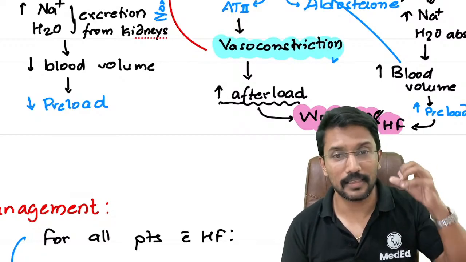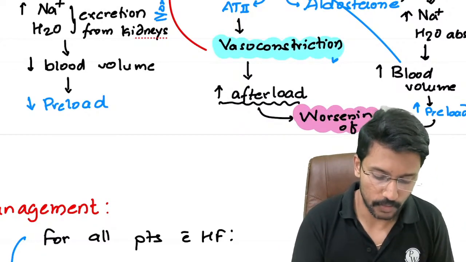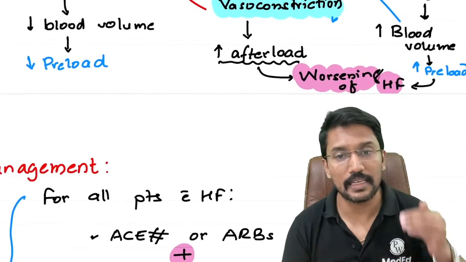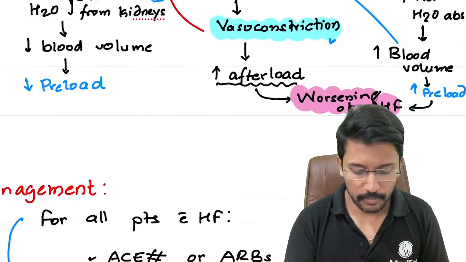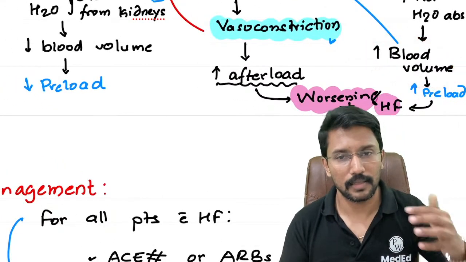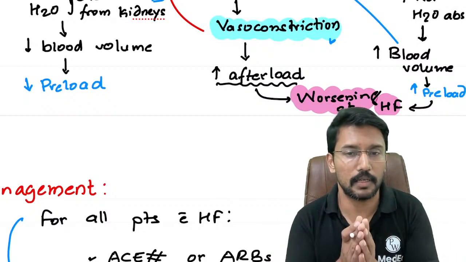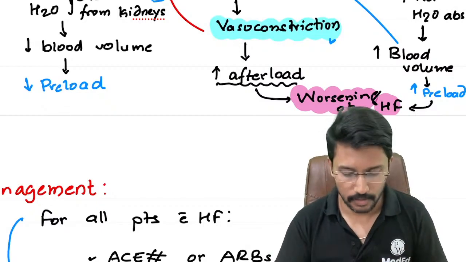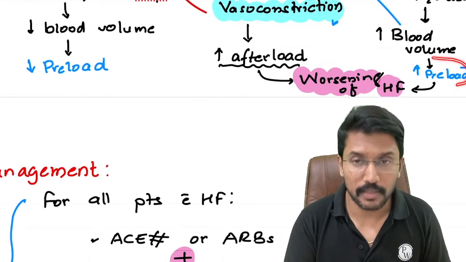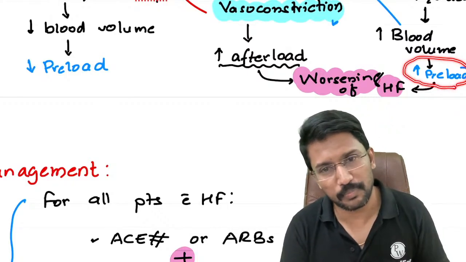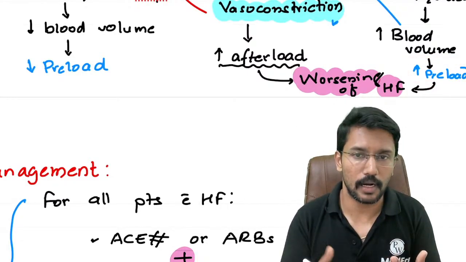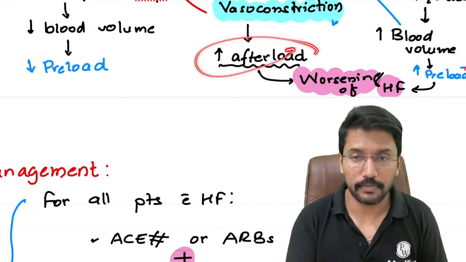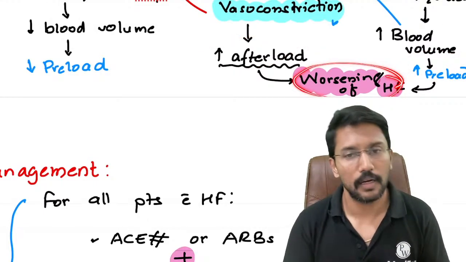This resistance that the constricted blood vessels offer is what we call afterload, and this afterload is increased once there is vasoconstriction. Similarly, if the blood volume increases, then at any given point of time, the left ventricle will be receiving more than the usual amount of blood. So that means end diastolic volume increases. This end diastolic volume is also called preload. That is also increased. So when we increase the burden on the heart by increasing afterload and preload, it will worsen the heart failure.